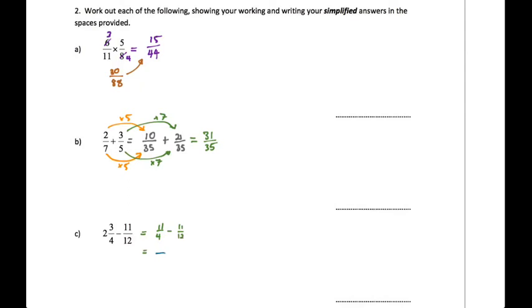Now we can't subtract them unless the denominators are the same, and the lowest common multiple will be twelfths. So 11 quarters is the same as 33 twelfths, timesing top and bottom by 3. Take away 11 twelfths, giving you an answer of 22 twelfths. Simplifying gives you 11 sixths, or if you want to write it as a mixed number, 1 and 5 sixths, but I personally prefer the 11 sixths option. Next.